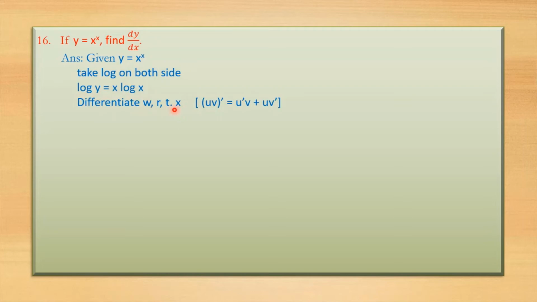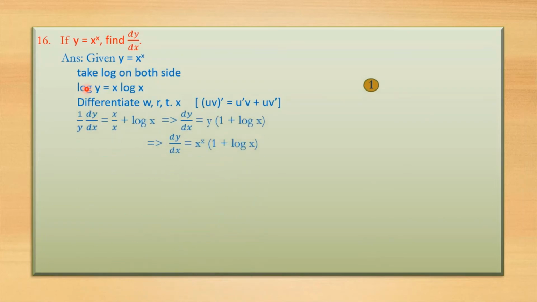Now differentiate with respect to x. So when you differentiate log y, you'll be getting 1 by y into dy by dx, and next differentiation of x into log x, it is in the form of u into v. So dear students, we know differentiation of uv is equal to u dash into v plus u into v dash. So just replace this one now. 1 by y into dy by dx is equal to u into v dash, so x into differentiation of log x is 1 by x, plus u dash, means differentiation of x is 1, into log x. So here the both x cancel, and we will be left with dy by dx.